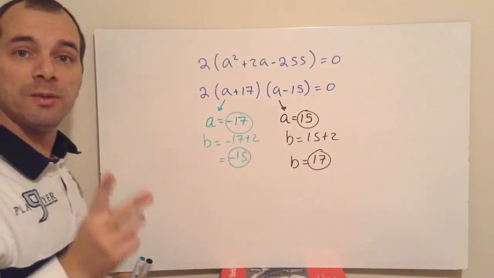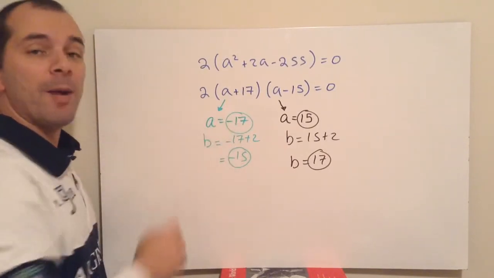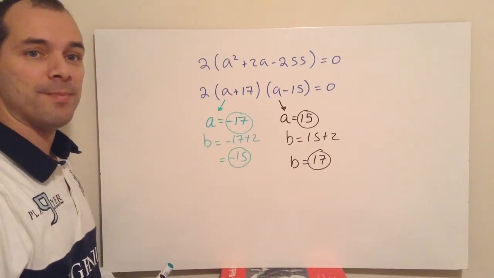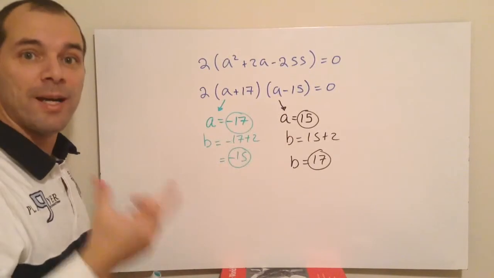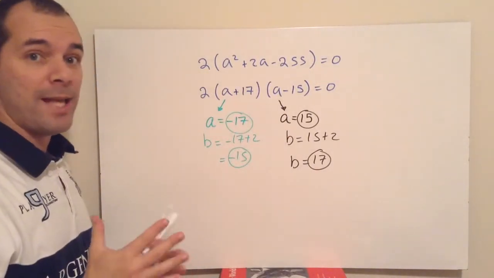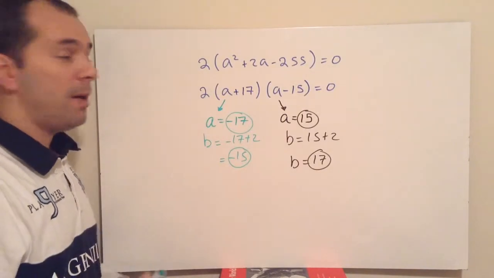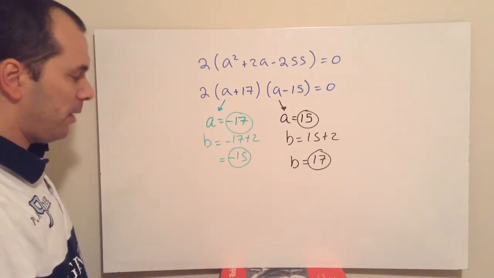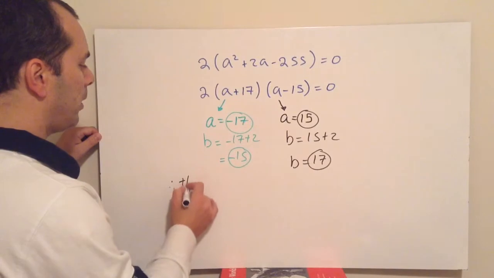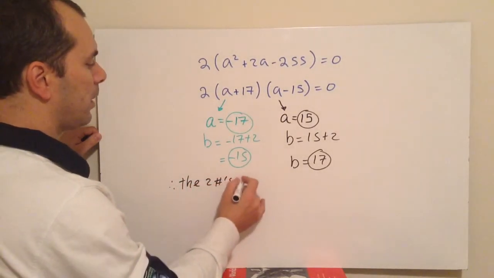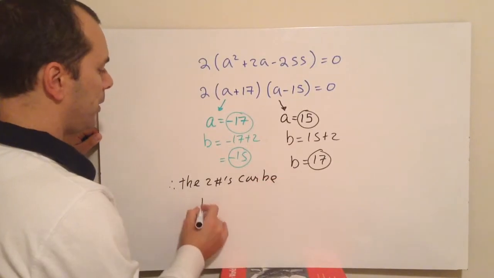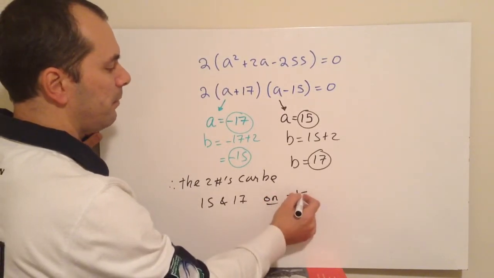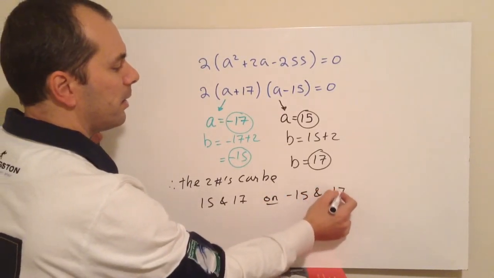So I actually had two possible sets of numbers. It could have been minus 15 and minus 17, or it could have been positive 15 and positive 17 as my two numbers. When you do find zeros, you will always find two sets of answers. Sometimes one answer will not make sense, and then you'll say it's not applicable. But when you're just talking about numbers, any number is actually possible. So our two answers are right. We need to put our final answer, so we say therefore the two numbers can be either 15 and 17 or negative 15 and negative 17.